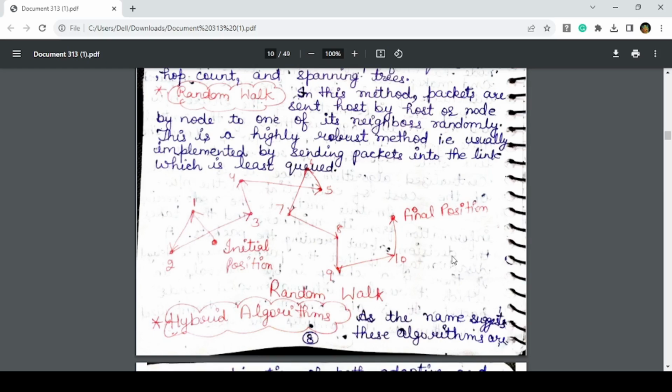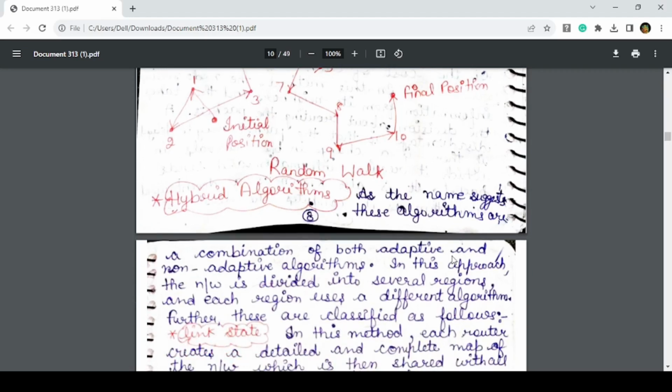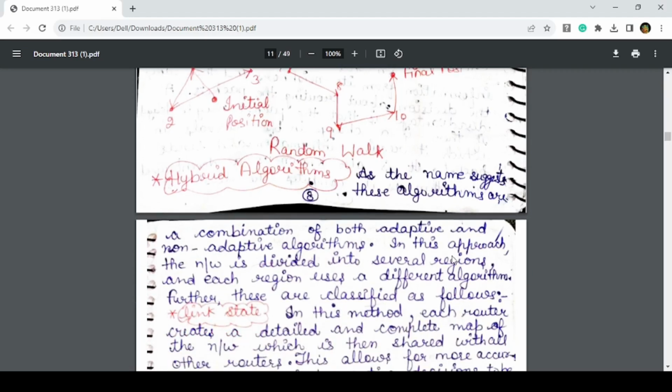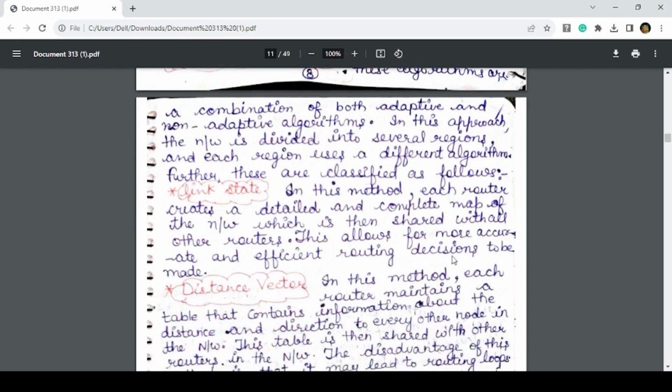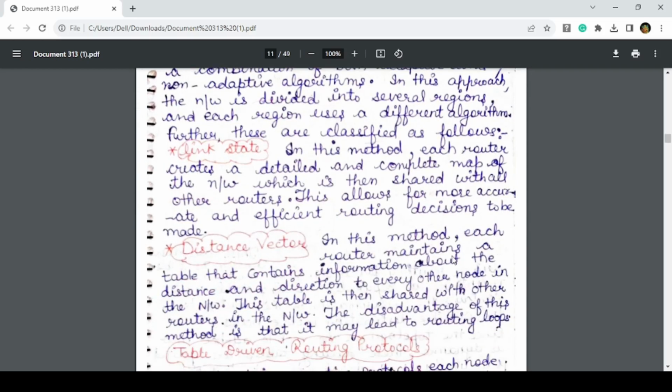Now next is the hybrid algorithm. As its name suggests, it is a combination of adaptive and non-adaptive algorithms. In this approach, the network is divided into many regions, and every region uses a different type of algorithm. Further, these are classified as follows: link state and distance vector.